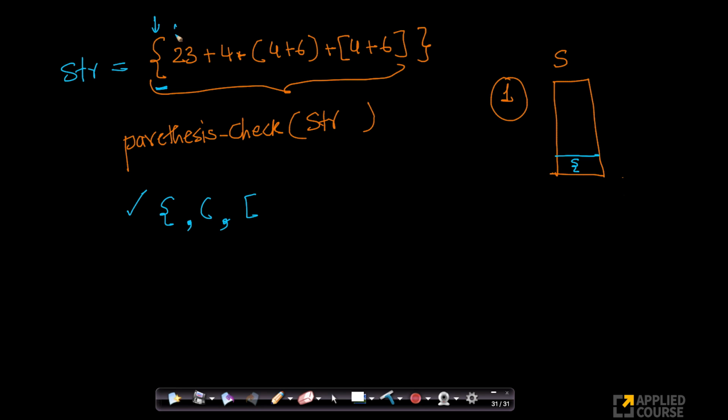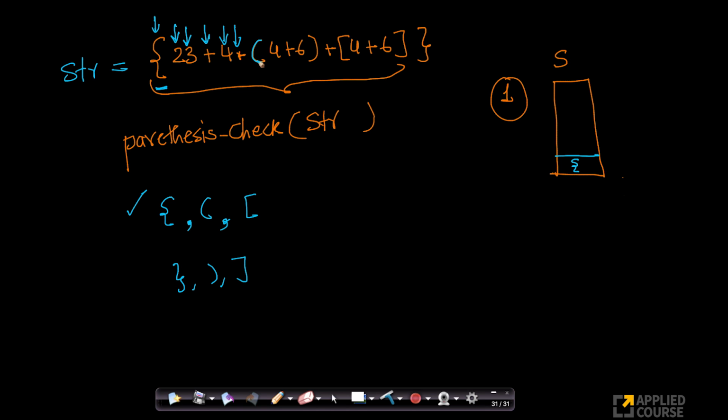Next I see 2. 2 is not a braces. It's neither of these 3 braces, nor is it any of these 3 braces. It is not an open brace or a closed brace, so I don't care. Next, go here. I don't care. Next this, I don't care. Next this, I don't care. Next comes the open braces.